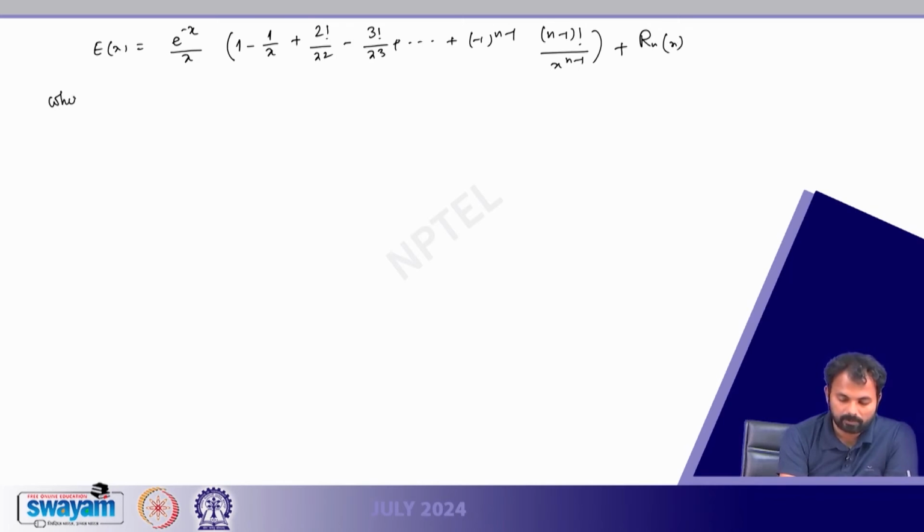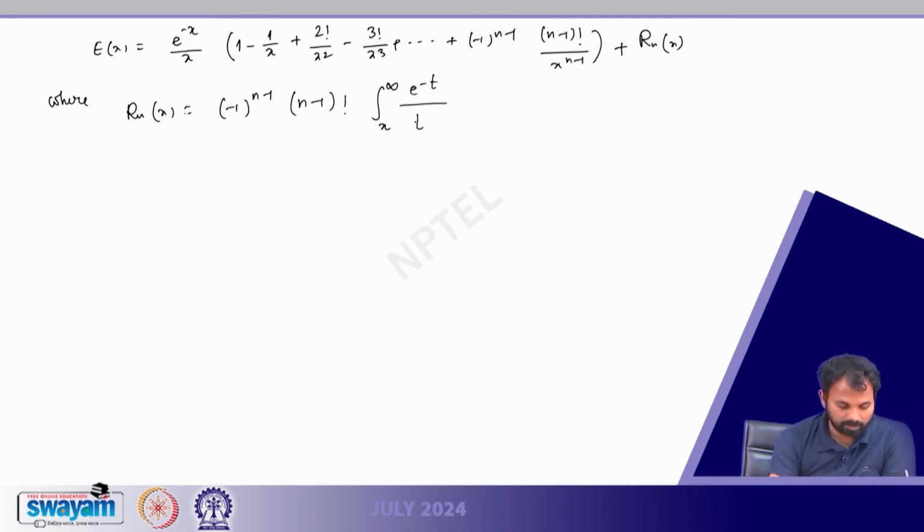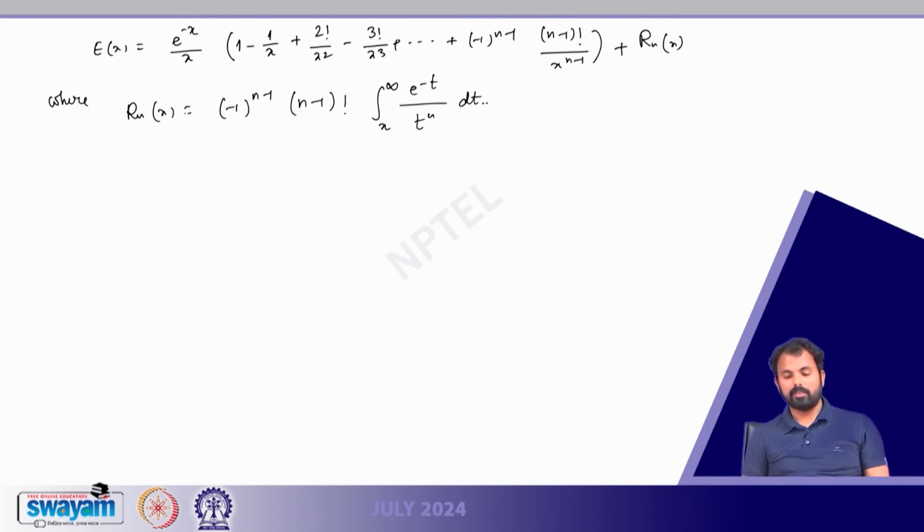where Rn of x, the remainder term, is given by minus 1 to the power n, factorial n, times the integral from x to infinity of e to the power minus t by t to the power n dt, right. So this is more or less the solution of that integral.